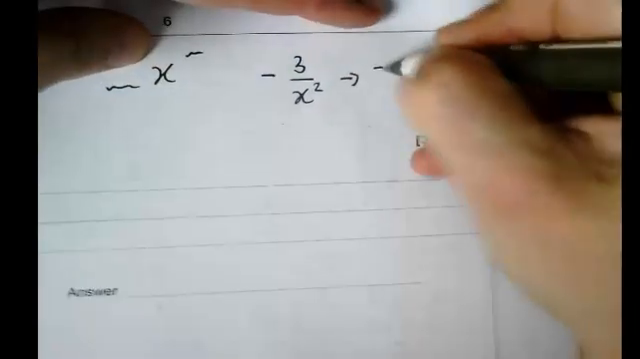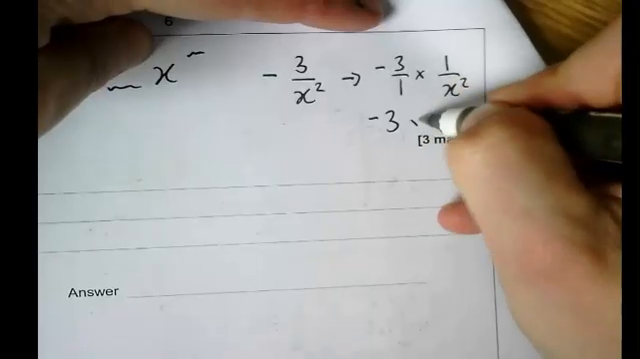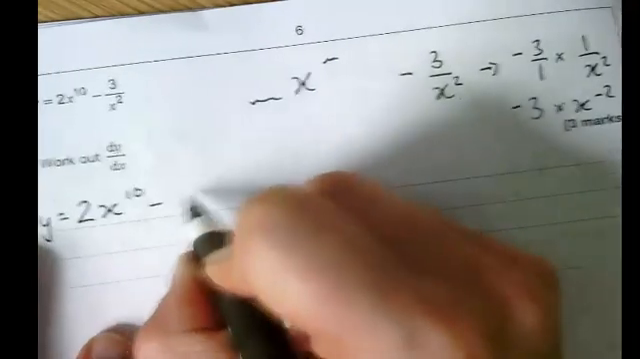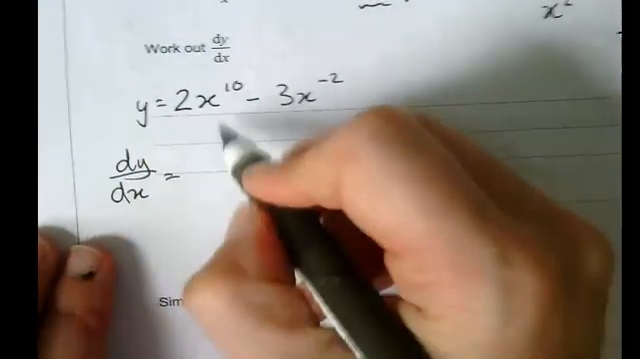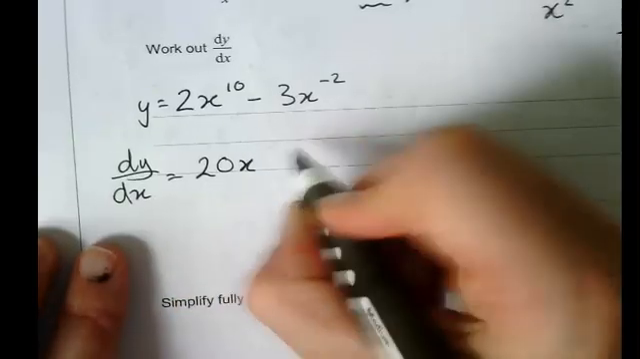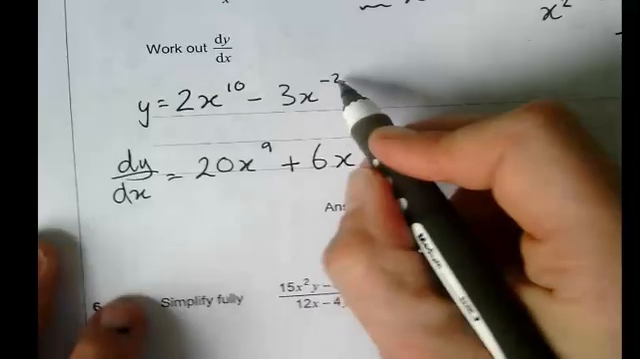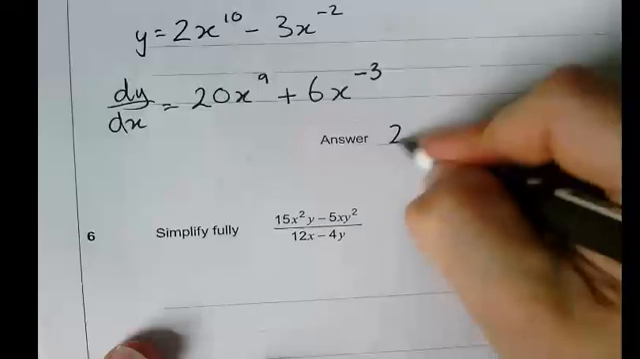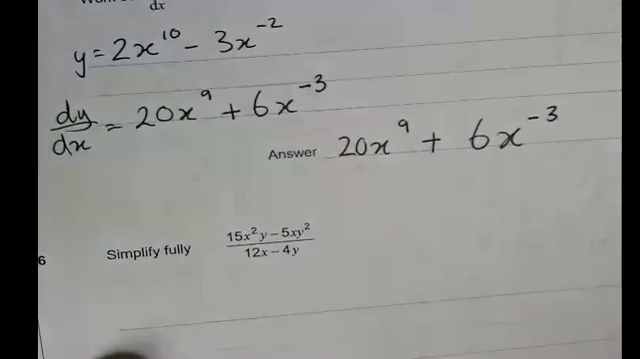I'm going to write that as negative 3 over 1 times 1 over x squared, which is negative 3 times x to the negative 2. Okay, it's now differentiation ready. So I've got y equals 2x to the 10, subtract 3x to the negative 2, which means dy by dx is going to be multiplied by the old power, 20, reduce the power by 1, multiplied by the old power, positive 6, reduce the power by 1, negative 2 subtract 1 is negative 3. So my final answer is 20x to the 9 plus 6x to the negative 3.